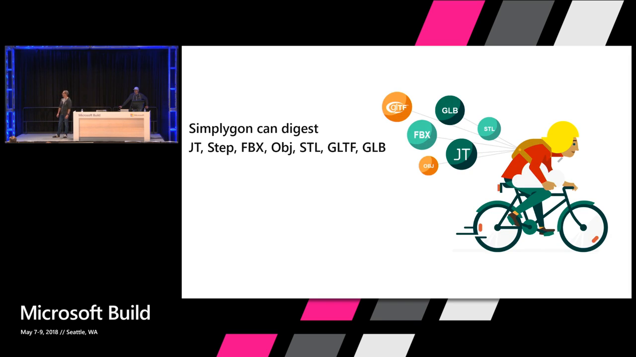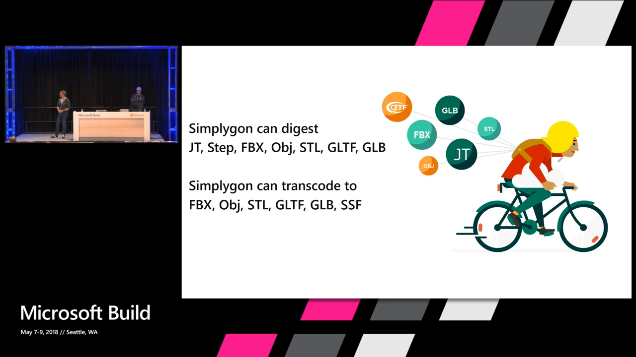So Simplygon can take in JT, STEP, FBX, OBJ, STL, GLTF, and GLB file formats. These are most of, or a lot of, the 3D file formats that you're going to find. It includes a couple of CAD formats that are very popular. Transcoding CAD files especially can be touchy and difficult because of the sensitive nature of how they're built, and they're not really built for visualization in the first place. They're built for building things eventually. We output to FBX, OBJ, STL, GLTF, GLB, and SSF, which are most of the formats you're going to find for any engine. You're going to be looking at these objects in 3D, in real time, and on most devices that you're going to be looking at them in.